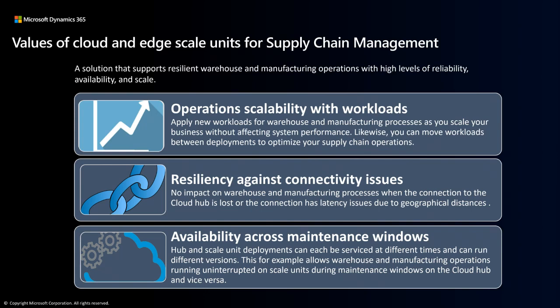So, main values of the distributed hybrid topology for supply chain management are listed here. Number one is that it offers scalability to the supply chain management solution. What the distributed hybrid topology allows us to do is take these workloads that are centralized on a single hub instance today. We can decentralize those out to scale units, so that we can scale the solution. So the more scale units that you put into place, the additional processing power that you'd be offloading from that main hub unit into those scale units around the globe.